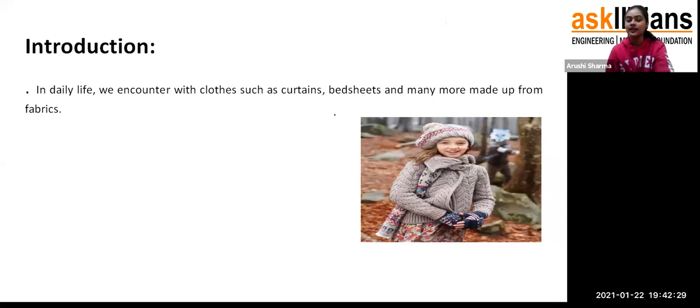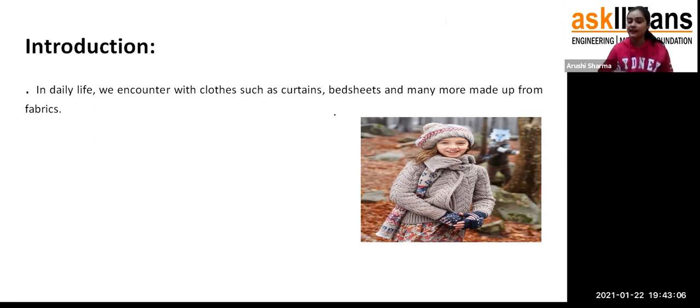So okay, what kind of introduction do I want to give you? Fibers and fabrics are something we encounter in our daily life. How? Like the clothes we wear, like the sweater which I'm wearing, you can see, Sydney. The clothes I'm wearing, curtains, bed sheets, cushion covers, sarees, towels, and so on. These are all made up of fabric, it's just that they are different fabrics. You don't have to worry about thinking what fabric type it is.